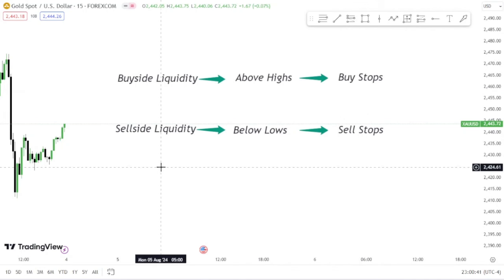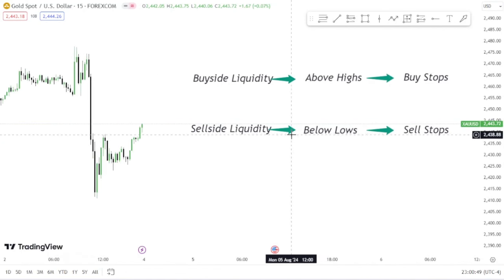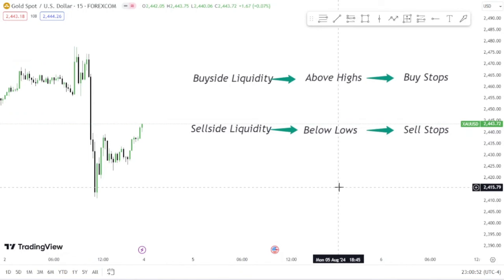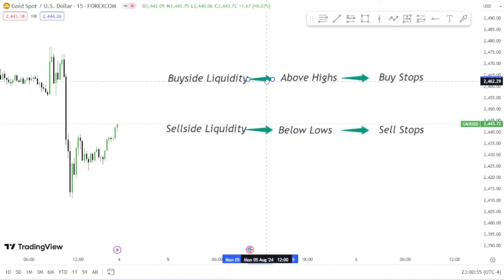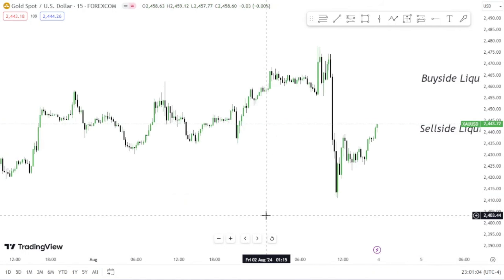Below lows there is sell side liquidity, and because there are sell stops, it means there are stop losses of people or institutions. Like if we are watching a higher time frame, then there are stop losses of institutions there. We will talk about that later in our videos, but firstly understand this concept.